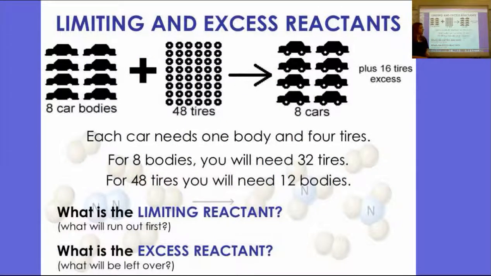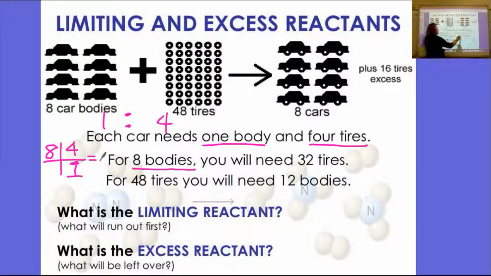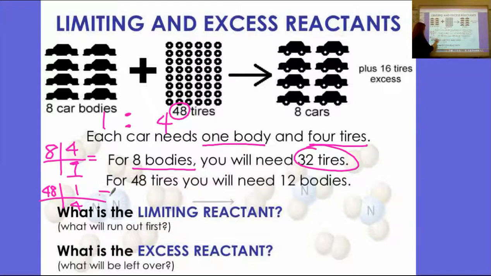So what does this limiting and excess reactant look like? Here's a picture for an example for you. If I'm building cars, I need 1 body to 4 tires. So my ratio is 1 to 4. If I have 8 car bodies, my ratio is 1 to 4. 8 times 4 is, I need 32 tires. If I have 48 tires, my ratio is now 4 to 1. 48 divided by 4, I could theoretically make 12 cars.